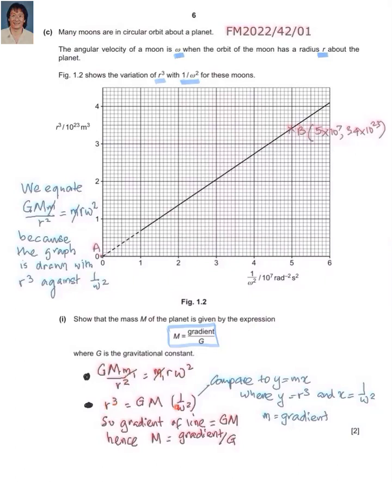Then you compare this equation to y equals mx. You will see that y equals r cubed and x equals 1 over omega squared. So the gradient of the line is equal to GM. The gradient for this line, AB, is your GM. So M equals the gradient divided by G, which is proven. These are the 2 marks here. We will use the coordinates of A and B in the next page to get the gradient for AB.